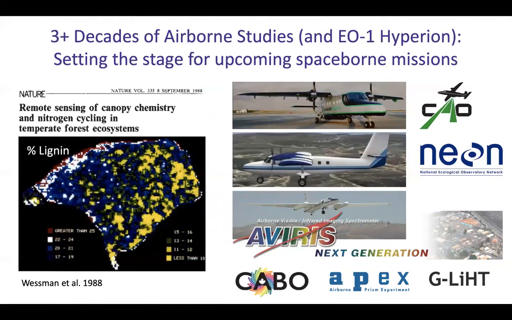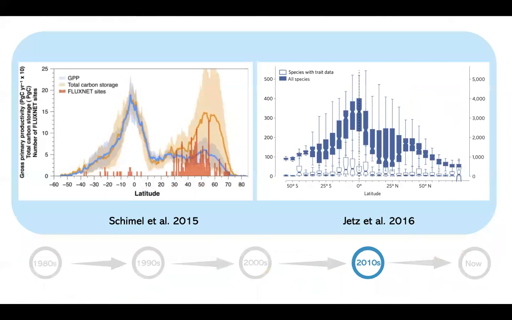But then there have been a whole bunch of other studies that are going on. There's Greg Asner's Carnegie Airborne Observatory, NEON, which I'll talk about today. NASA has had its AVIRIS missions, G-LiHT out of Goddard, APEX, which is a European mission, and then there's this new Canadian Airborne Biodiversity Observatory. And the argument that we've been making to try and get a satellite to do this is that we want to fill in these gaps in data.